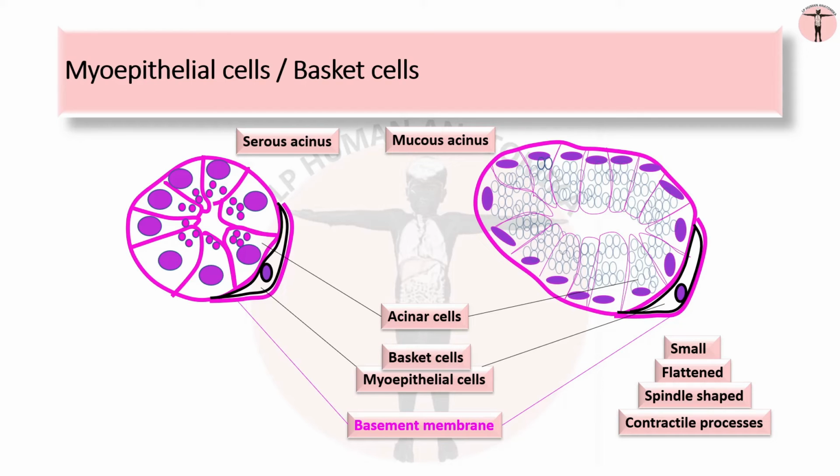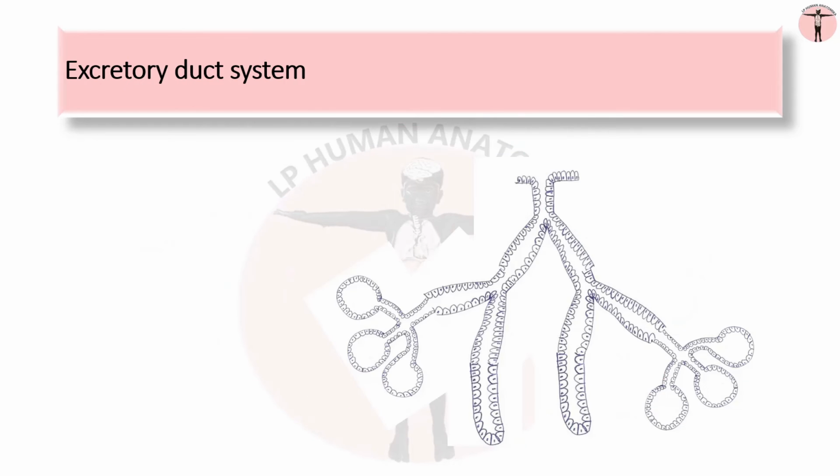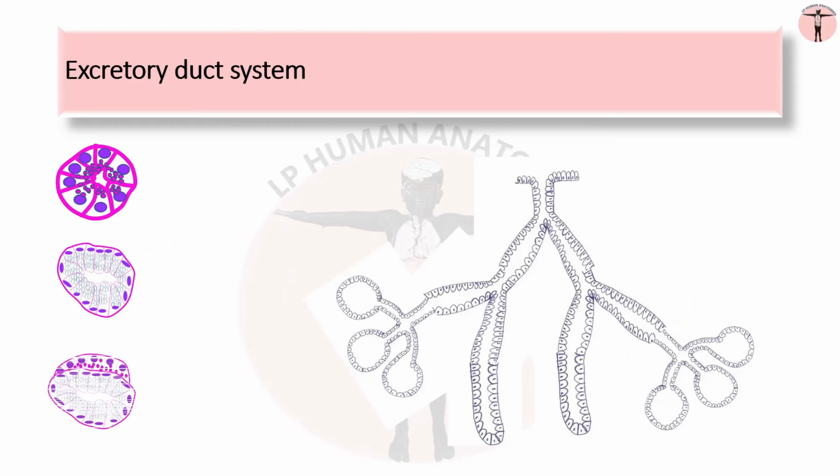Secretory products are expelled from the acini by the contraction of myoepithelial cells. These cells are present around the alveoli, intercalated ducts, and large ducts of salivary glands, and they help in the secretion. Serous and mucus and the mixed glands.